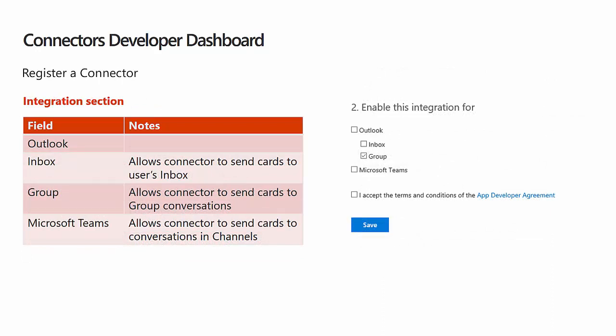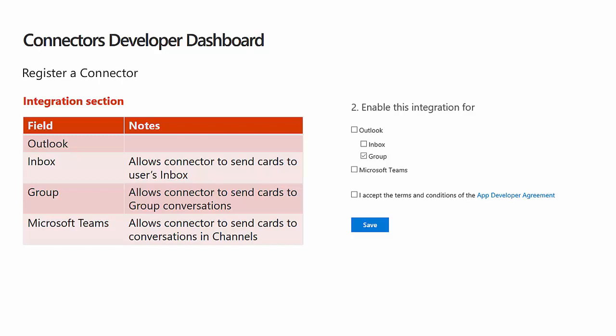Lastly, we need to specify to the developer dashboard what integrations we support or would like to have. We can choose the user's inbox, a group inbox, or a Microsoft Teams channel. You can choose any or all of these as are relevant to your application. And then after accepting the terms and conditions, you can save that information.